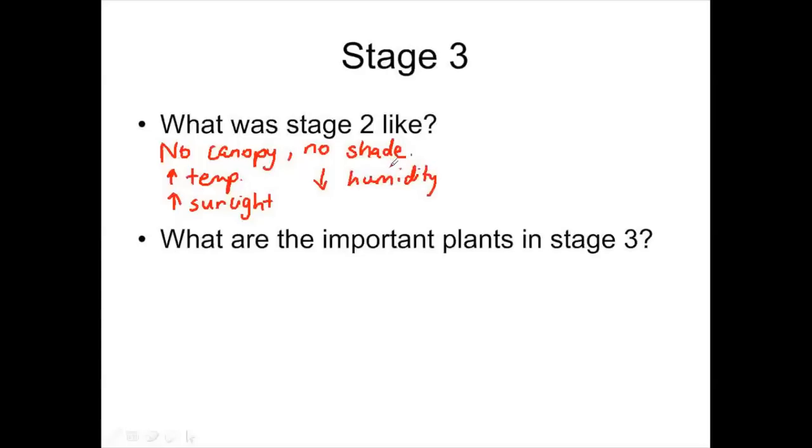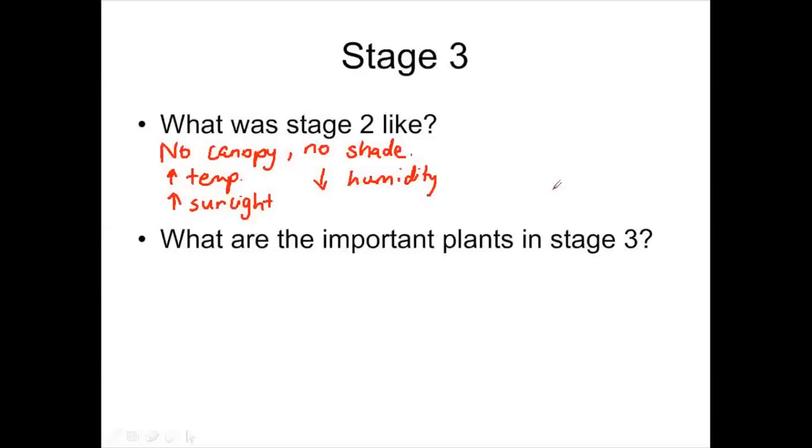Humidity is the moisture in the air. Because there is no canopy, that means the moisture in the air would be able to escape. Okay, so in stage 2, because there's no canopy, the moisture within the air will be able to escape, and thus we have a low humidity. So we've got a low percentage of moisture in the air.